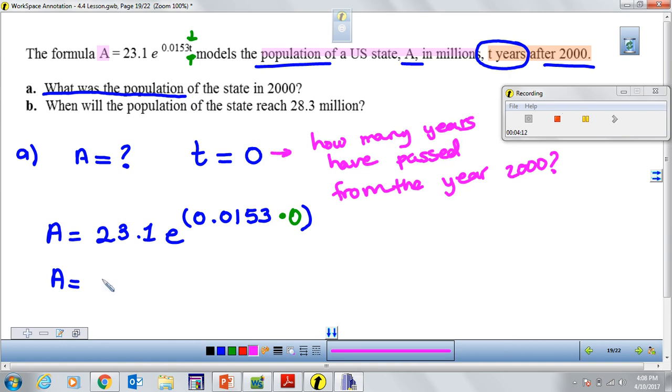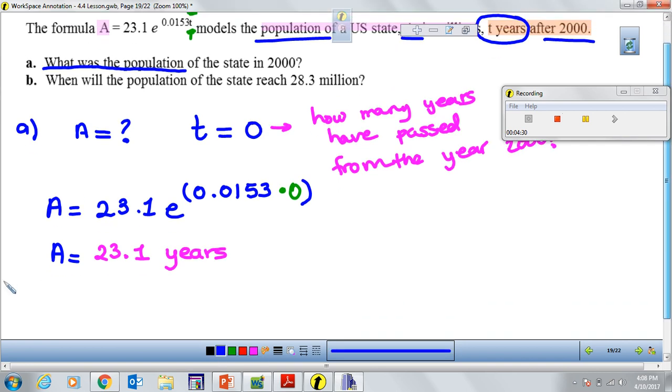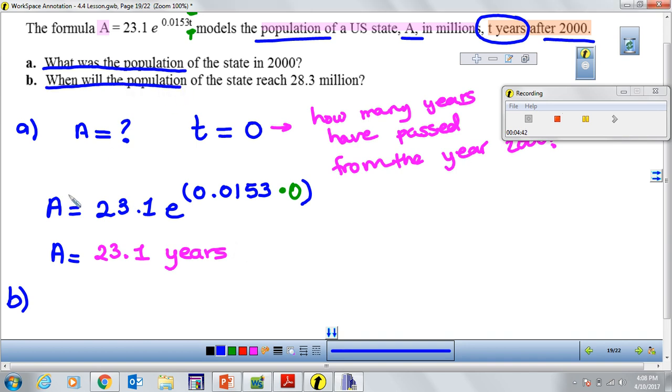Does it say to round to the nearest whole number? It doesn't say, so I'm just going to leave it as exactly the answer that I got. But if it had said round your answer to the nearest whole year, or round your answer to 1 decimal place, you just follow whatever instructions you are given. So for letter B, it says, when will the population, when will? Here what you're looking for is time.